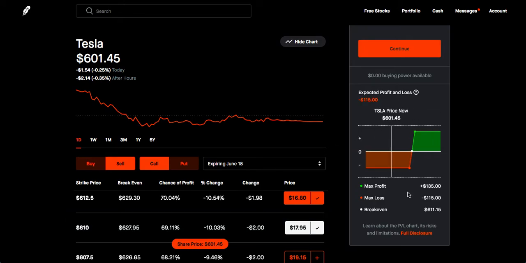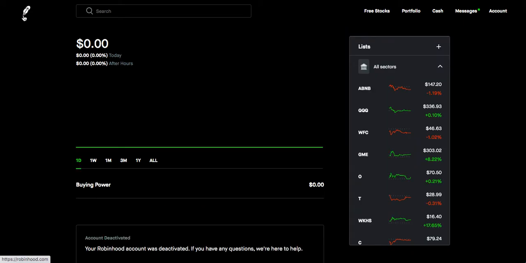So you're paying credit to someone else. You have a debit in your account where you pay up front. If it's above it, you make that amount of money. So pretty cool, pretty good strategy. But essentially, guys, that's really about it. I prefer credit spreads over debit spreads. But yeah, that's really about it, guys.